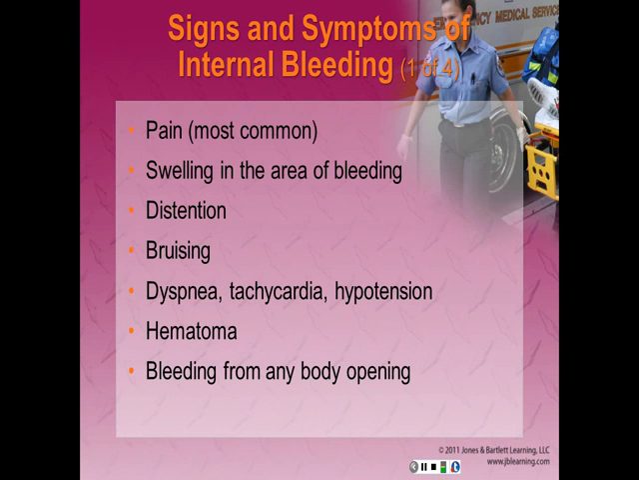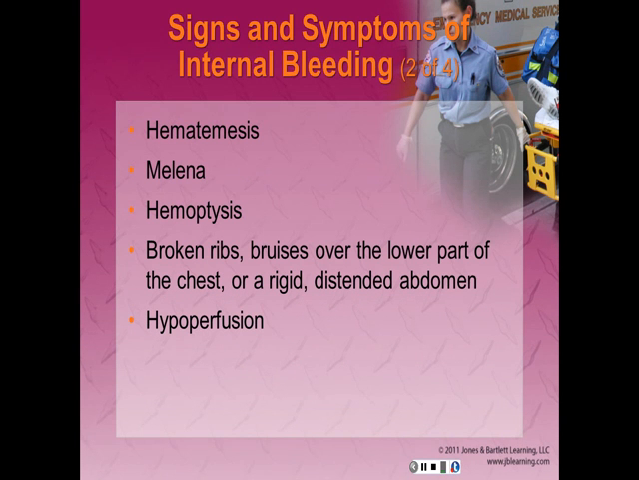Some of the signs and symptoms of internal bleeding. Pain, which is the most common. Swelling in the area where the bleeding is occurring, distension, bruising, a contusion or ecchymosis, most commonly in head, extremity, pelvic, and abdominal injuries, dyspnea, tachycardia, and hypotension, specifically in chest trauma, hematoma. This is a mass of blood in the soft tissues beneath the skin, bleeding from any body opening, such as bright red bleeding from the mouth or the rectum, hematuria, which is blood in the urine, or non-menstrual vaginal bleeding.